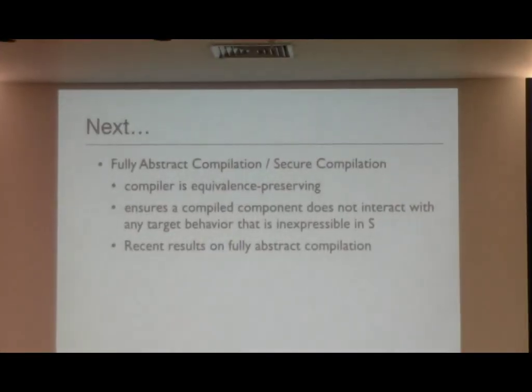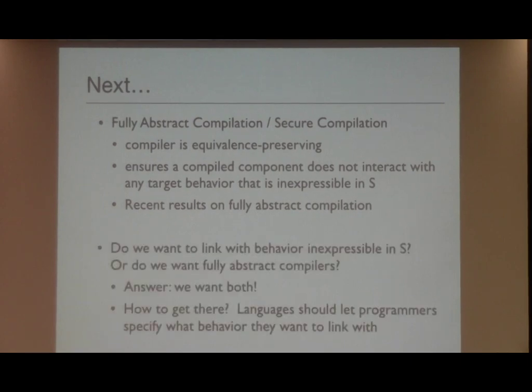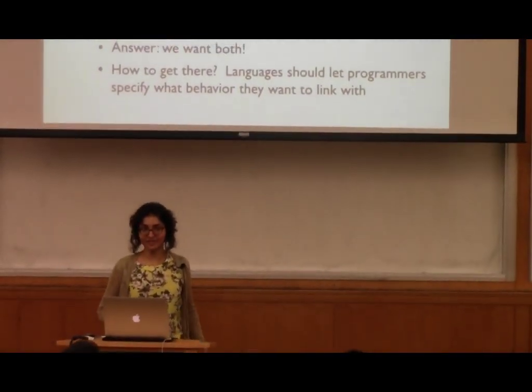Okay. All right. So let's talk about two big themes for the rest of my time. One is fully abstract compilation, which we often refer to as secure compilation, because we think of it as, I don't want to link with target-level attackers that can do things that can't be done in my source language. And as I said, fully abstract compilation has to ensure that compiled code cannot interact with target behavior that you can't write down in your source language. And then we come to this question of, do we want to link with things? I've already asked this, and I've said that I do want both. I want to sometimes be able to link with code that I can't express in my source language, and sometimes I want the other thing. So let's see how we do that.